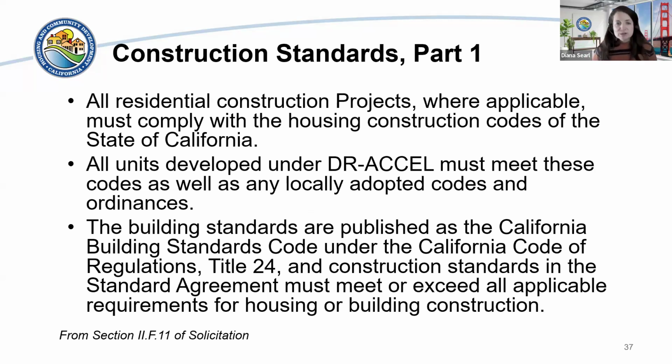Moving over to the construction standards for this program, all residential construction projects, where applicable, must comply with housing construction codes for the state of California. All units developed under DRSL must meet these codes, as well as any locally adopted codes and ordinances. The building standards are published as a part of the California Building Standards Code under the California Code of Regulations, Title 24, and construction standards in the standard agreement must meet or exceed all applicable requirements for housing or building construction.